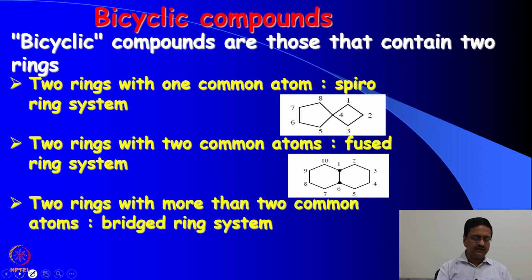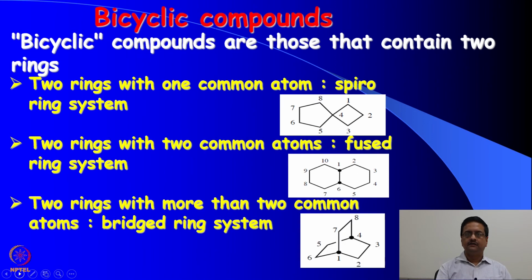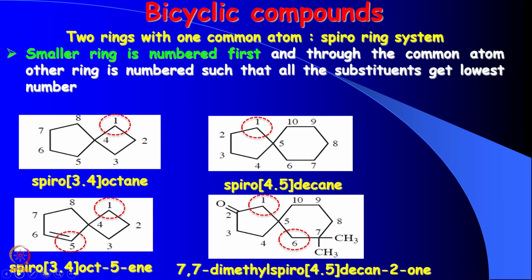And 2 rings with more than 2 common atoms, and the common atoms are not connected, they are called the bridged systems. So, this is called the bridged system that you have here. When we try to name these bicyclic compounds, these three different types need to be addressed in a different way. In case of the first type, spiro ring system, the smaller ring is numbered first, and then through the common atom the other ring is numbered in such a way that all the substituents get lower numbers.